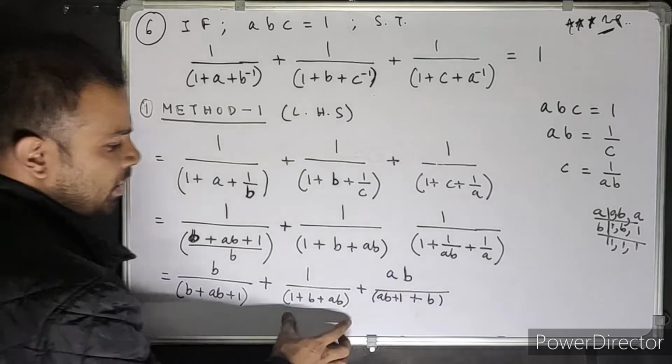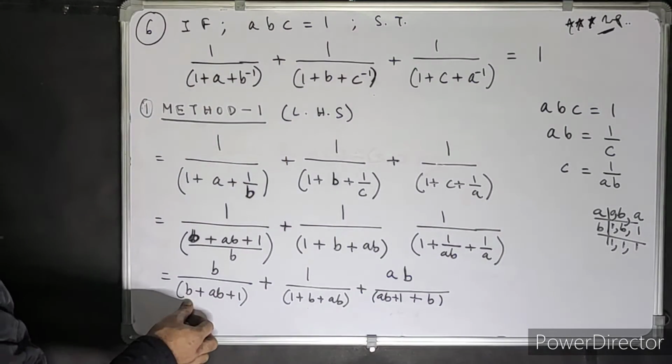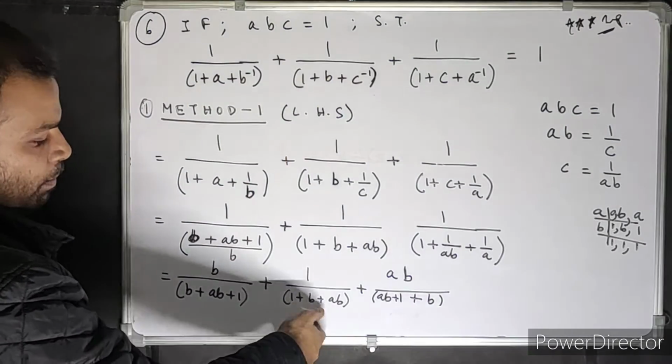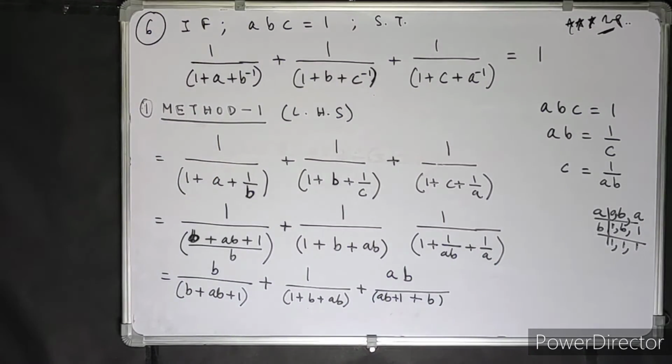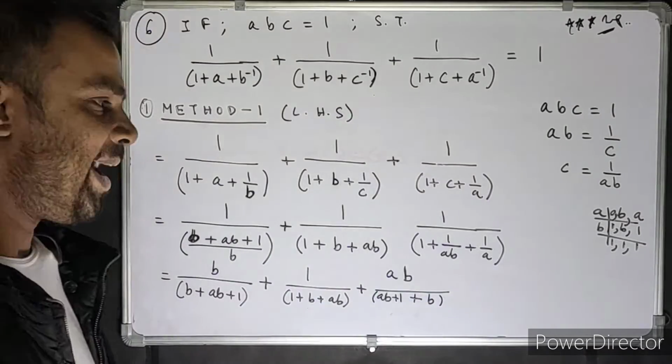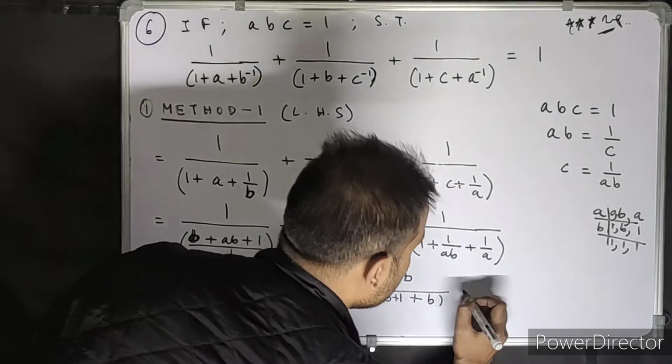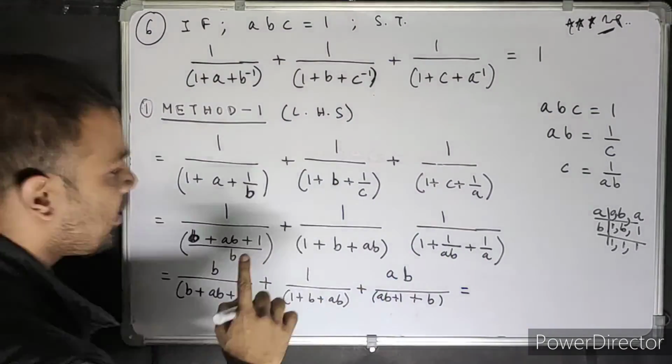Now you can see the denominators are the same. Right? See? B plus AB plus 1. B plus AB plus 1. B plus AB plus 1. No matter their position, doesn't matter. They are all added. That means the denominator is the same. So when the denominator is the same, the numerator is added.